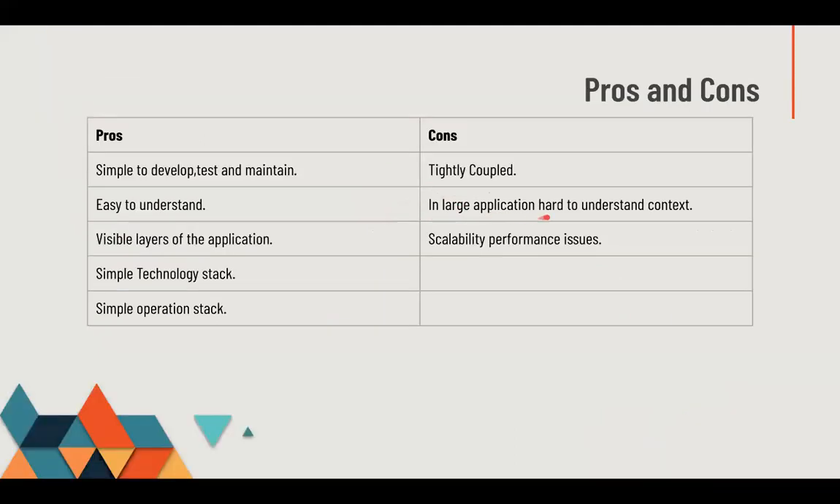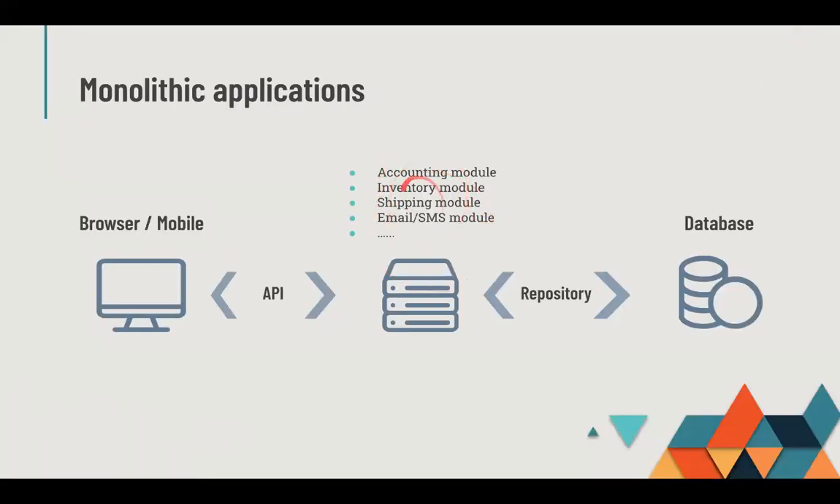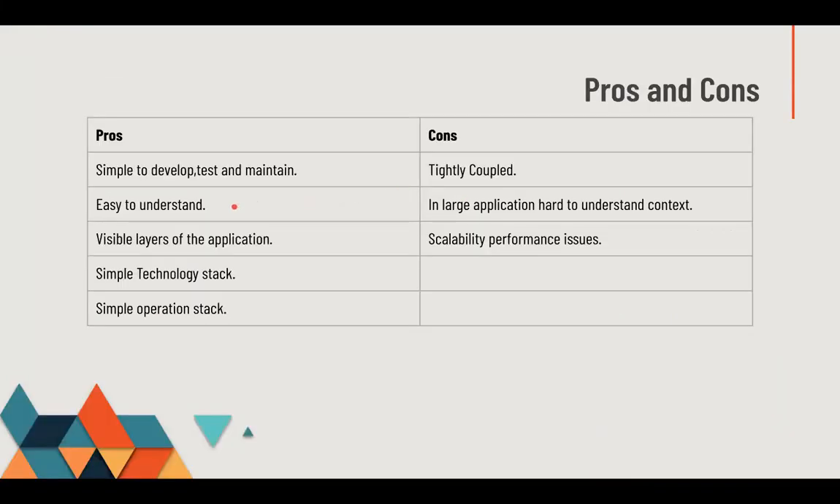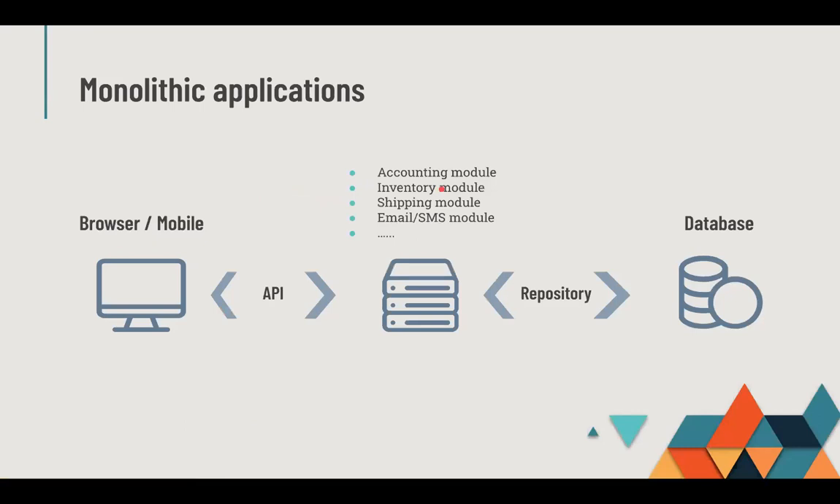And in a large application, it's hard to understand the context. The main issue is the difference between easy to understand and hard to understand, and it depends on the situation we are in. If it is a simple application, we can see the few modules and everything. Yes, it's easy to understand most of the time. The connections and everything, we can literally see those things.